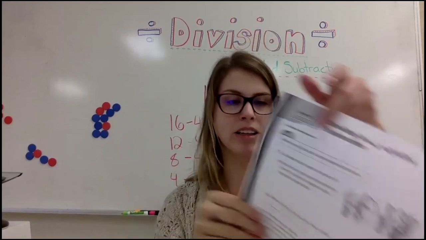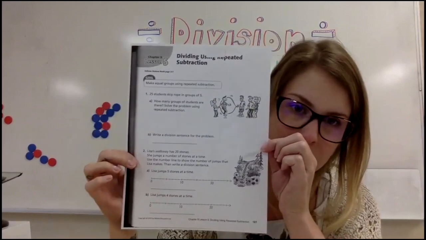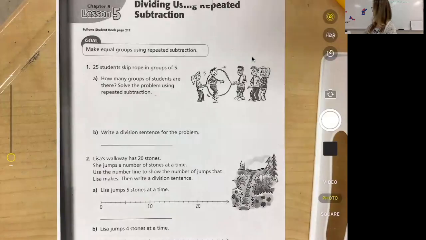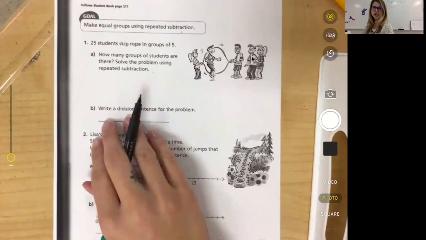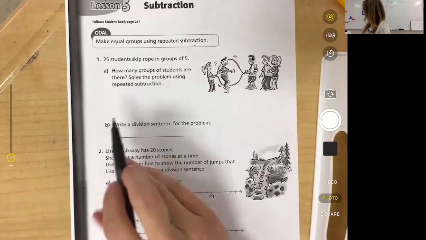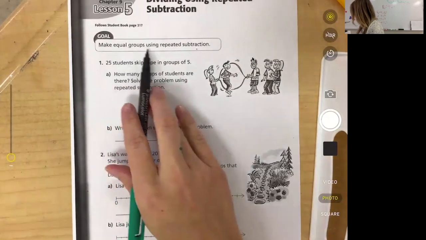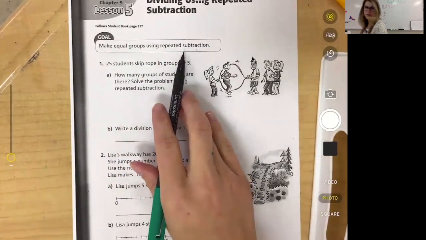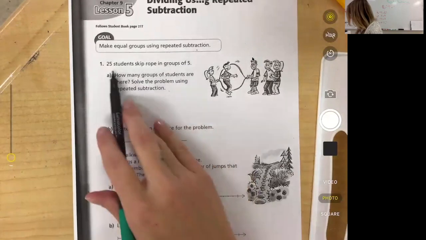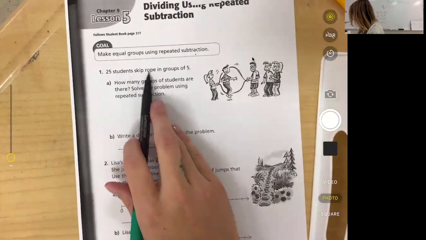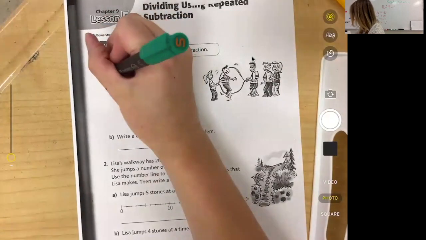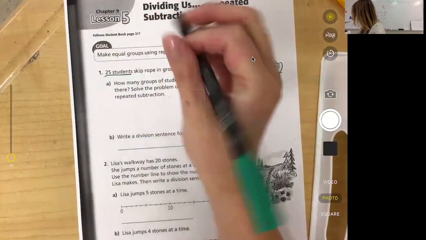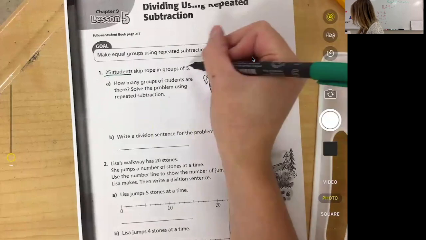There's kids skipping on the top, so please follow along with that page. Okay, here we are. So this is page 181. Make sure you're on the right page. So our goal is to make equal groups using repeated subtraction. Same thing we were just doing. So 25 students skip rope in groups of 5. What's the important information? Our big altogether number we know is 25 students. We know we're making groups of 5.